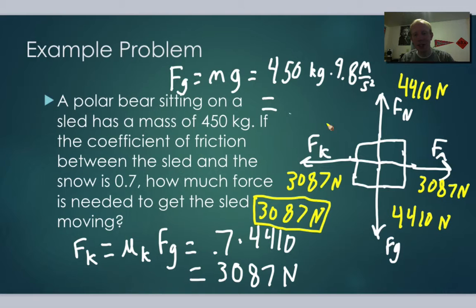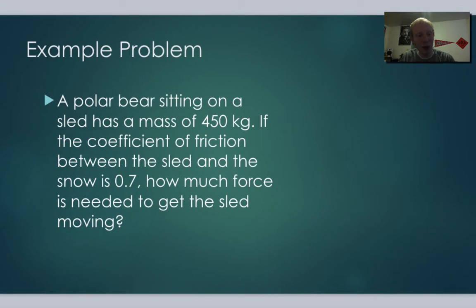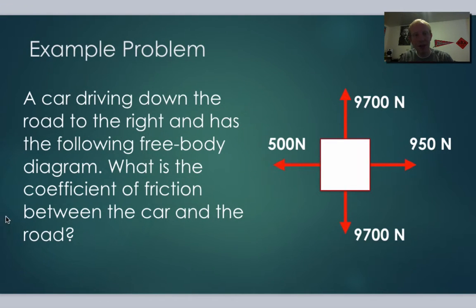All right, so let's summarize this problem because it's a little messy. We found the force of gravity using the mass, found the friction force using the force of gravity, and then compared that to the applied force, which in this case would be the same, to give us 3,087 newtons. All right, let's try one more. Hopefully this one will be a little less cluttered. So let's try this problem.